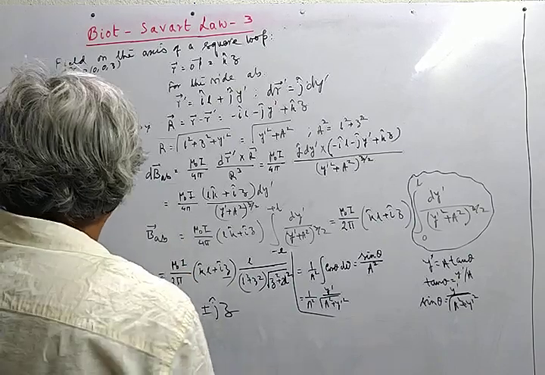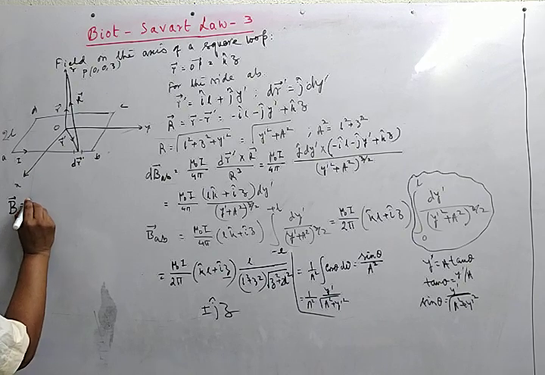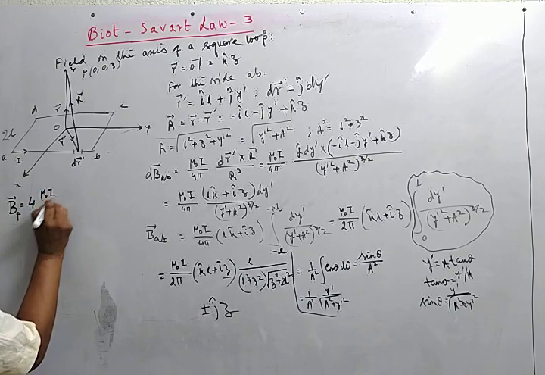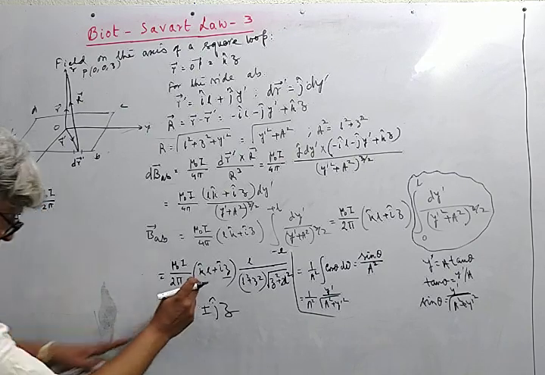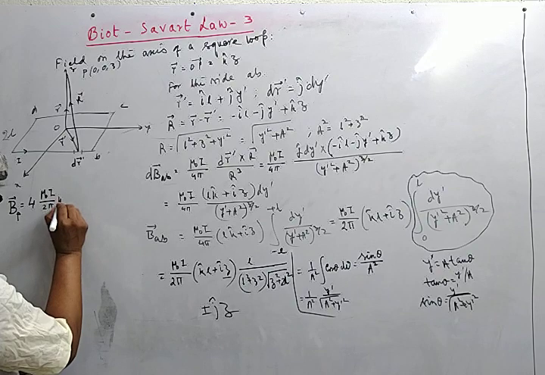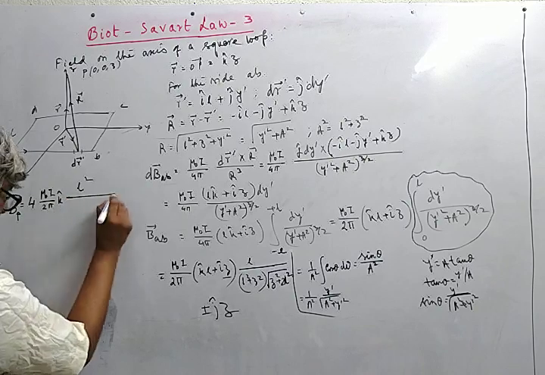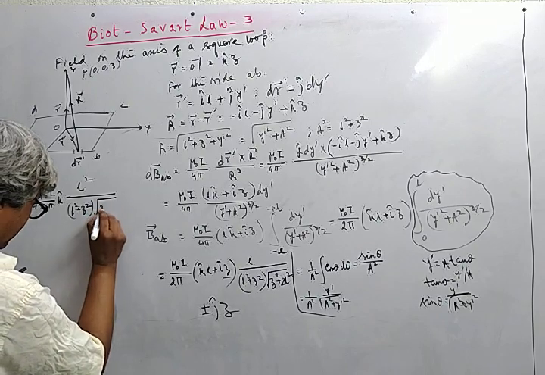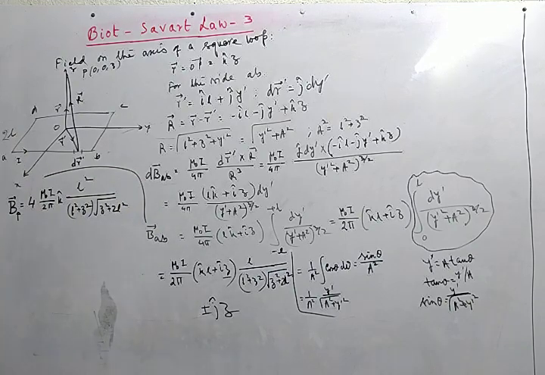So we write that the total field B at P is equal to 4 times mu 0 I upon 4 pi, mu 0 I upon 2 pi, the vector direction is k cap, there is one L, there is another L, so the numerator will be L square, and in the denominator we will have L square plus Z square times square root of Z square plus 2L square. This is the total field at P.